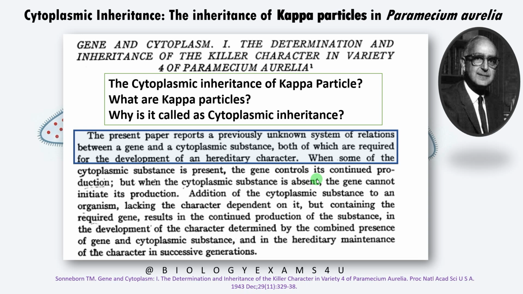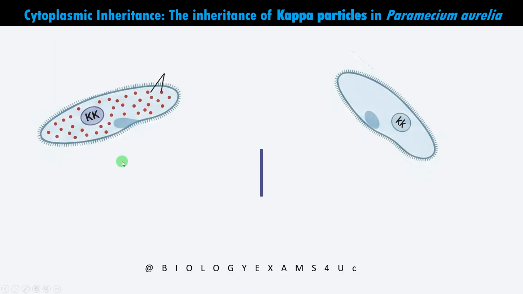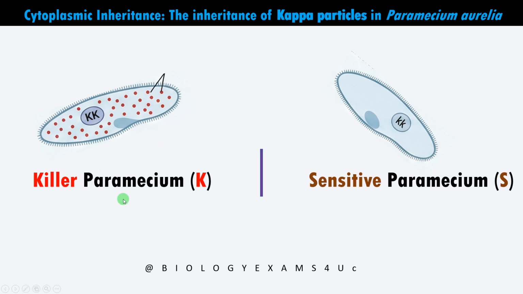Let's move into the detail of this classical study. Point number 1, there are two paramecium strains. The first one is called the killer paramecium and the second one is called the sensitive paramecium.